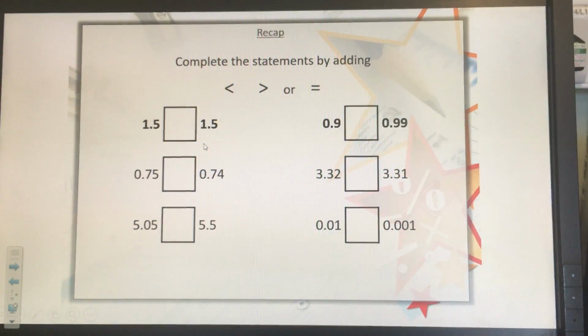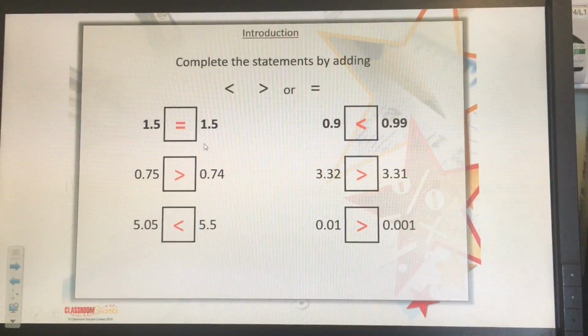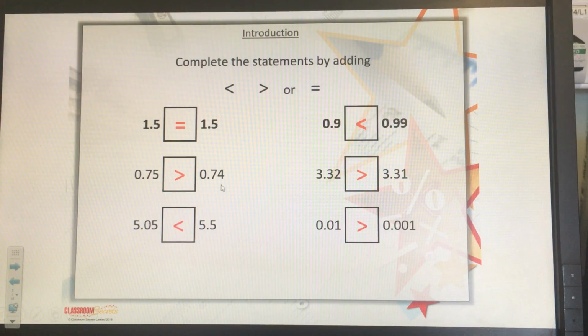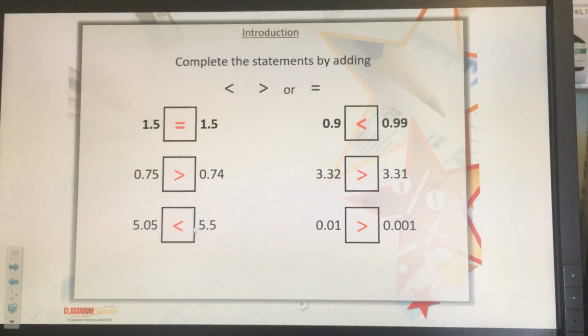Okay, so I'm going to put the answers up now and go through a couple of examples. Okay, so 0.75 is greater than 0.74. 5.05 is less than 5.5, and that's because they both have 5 ones, but this one doesn't have any tenths and this one has 5 tenths, so it is greater.